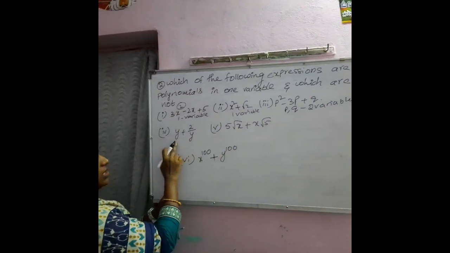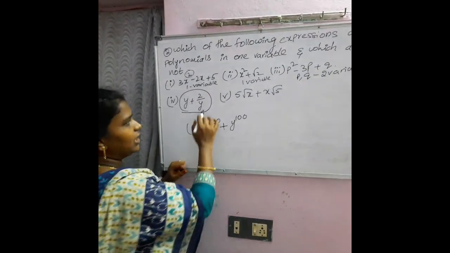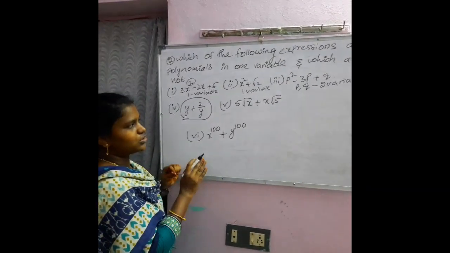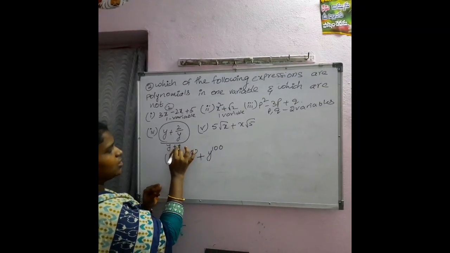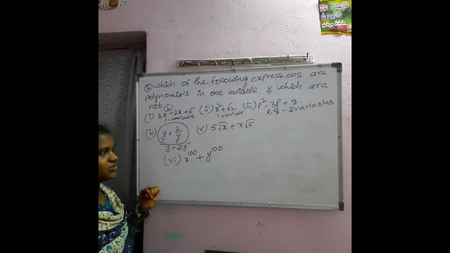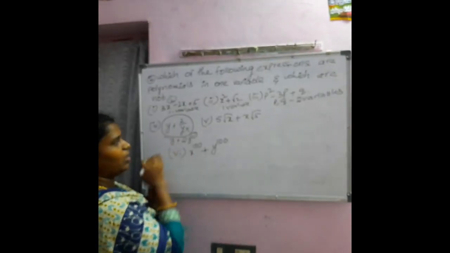Now the next one, it is not a polynomial because the degree of the polynomial should be in the whole numbers, that is positive numbers. Whereas if you had taken this, it can be written as y plus 2 into, if I had taken it up, y to the power of minus 1. So minus 1 is not a whole number, so it is not a polynomial.